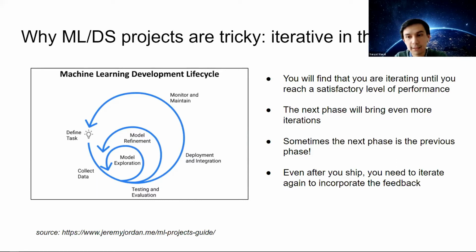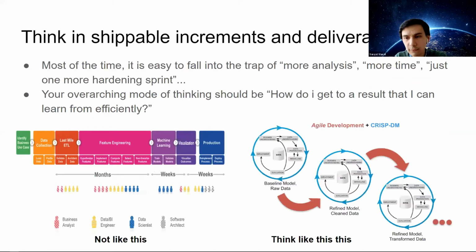Next slide, please. Another thing I put here, even though it's basic, is that you always want to think in shippable increments and deliverables. It's very easy to fall into the trap on the left, so don't do this; try to avoid it as much as possible. It's the approach of: okay, we're going to identify the use case, get some data, do the last mile ETL, do some feature engineering, and basically go away for months and then come back with the result.